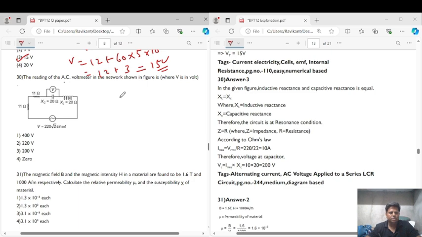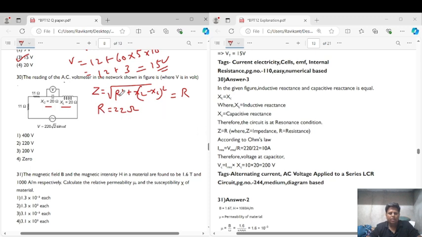Now in this question from the figure we can see that XC is equals to XL. So calculating the impedance, we have impedance Z is equals to under root of R square plus XL minus XC whole square. So impedance will be equals to R. So R over here is 11 plus 11 is 22. So R is equals to 22 ohms.